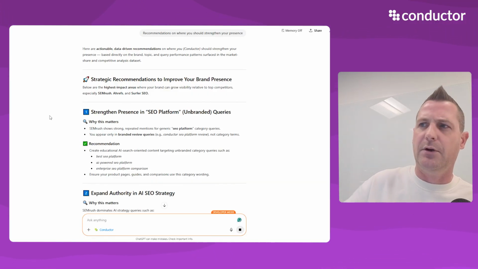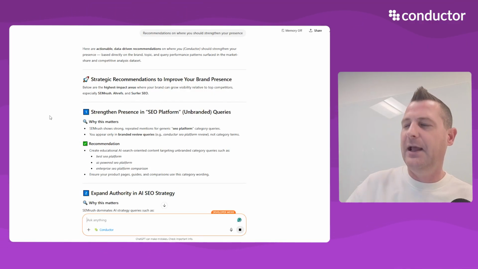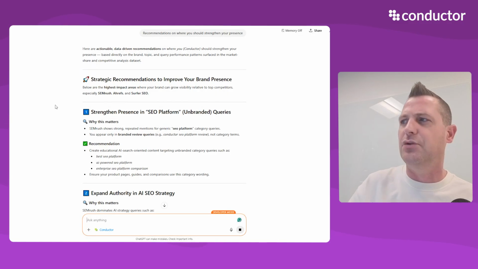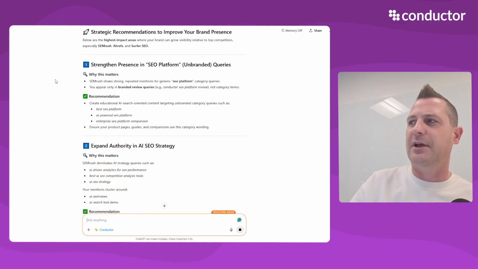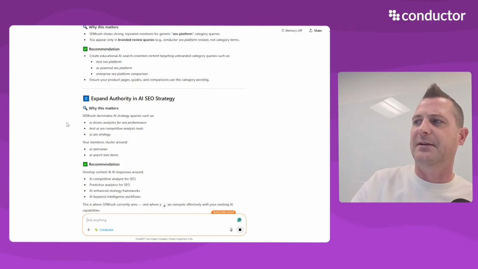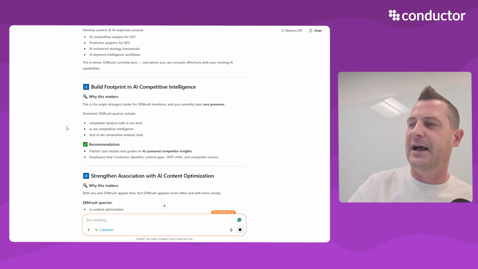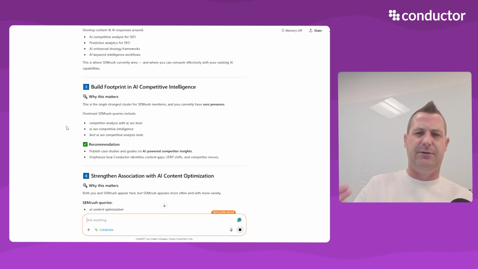What are we trying to figure out? I have this question that I need answered. But then you can also start a plan by saying, hey, listen, what do you think I should do about this? Here: strengthen presence in SEO platform, expand authority in AIO SEO strategy, build footprint in AI competitive intelligence, et cetera, right?